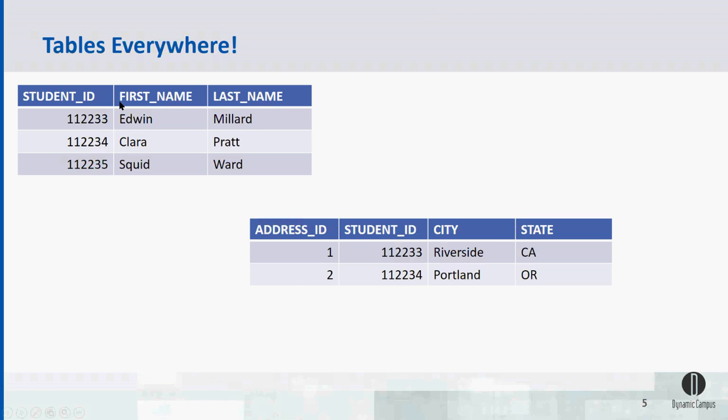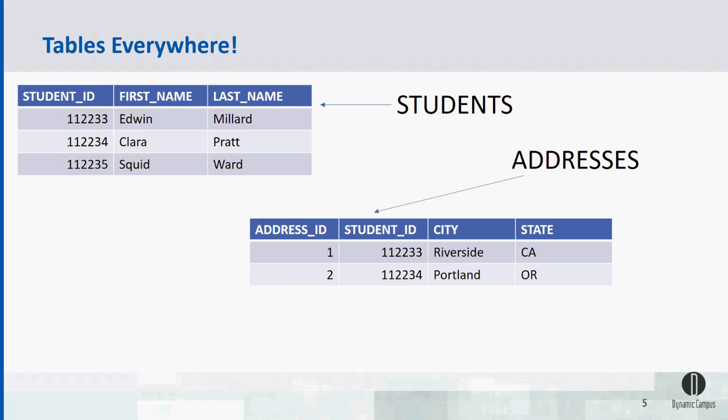Our columns are our student ID, our first name, our last name, that's in the students table, and then our address ID, student ID, city, state, other stuff in our addresses table. One thing you might find interesting about my addresses table is that I've got this student ID column, and this is how we relate the addresses table to the students table.